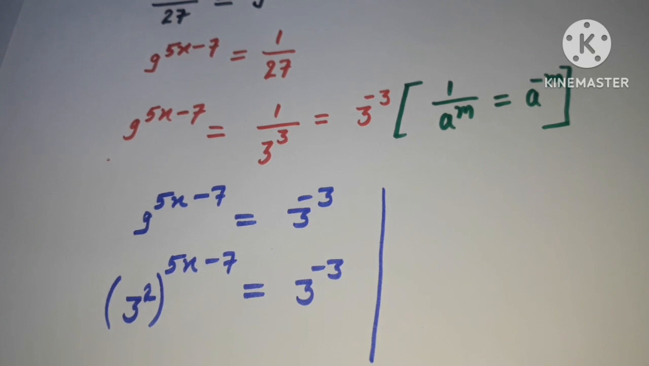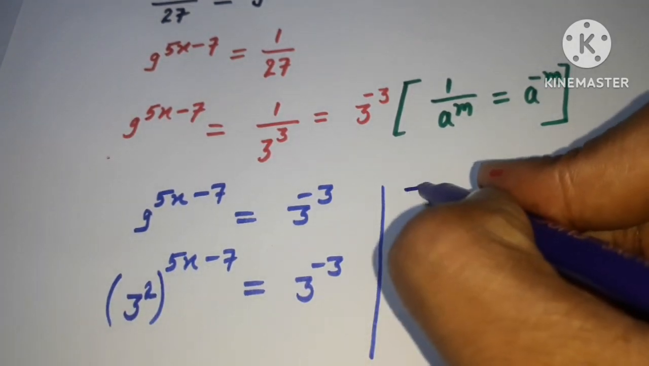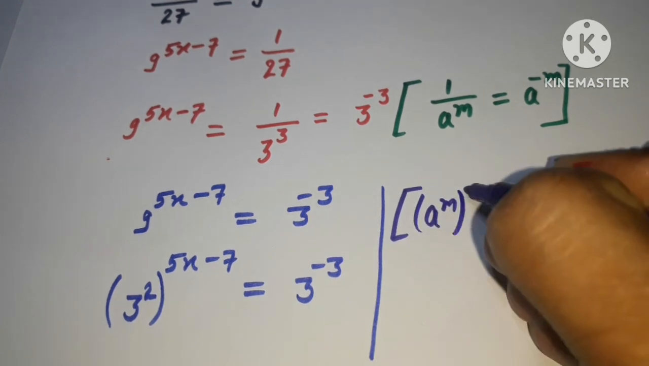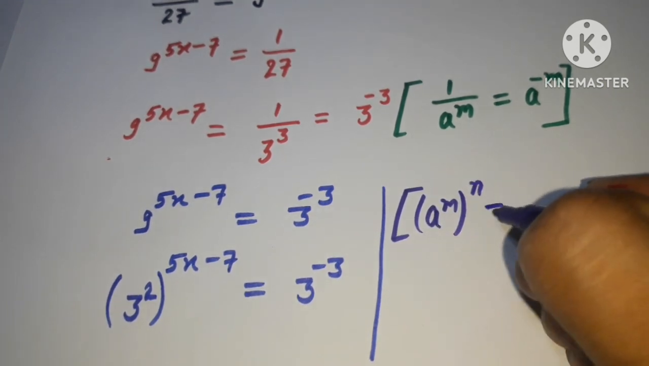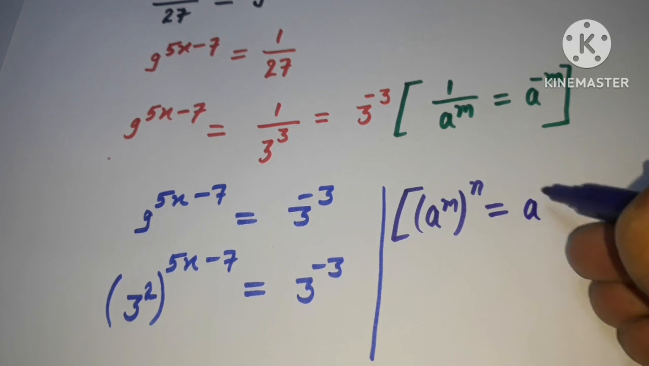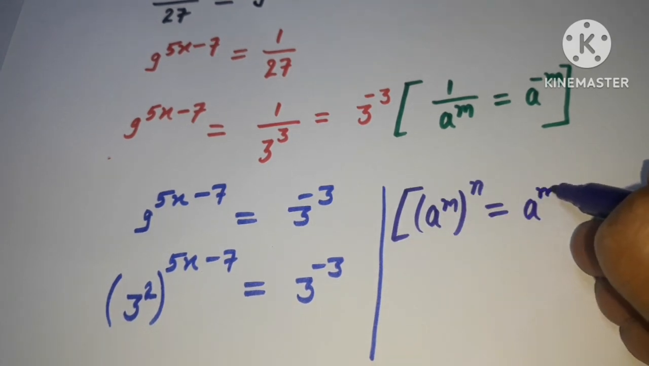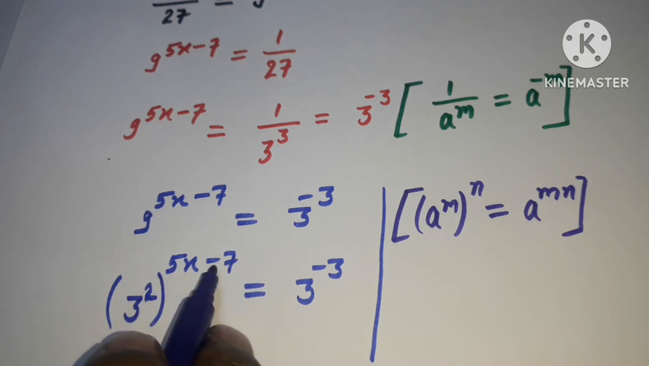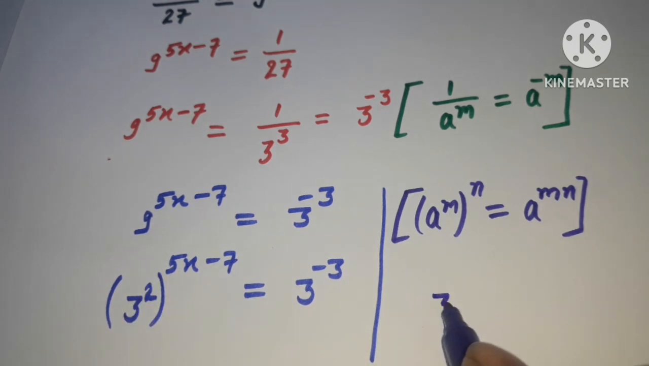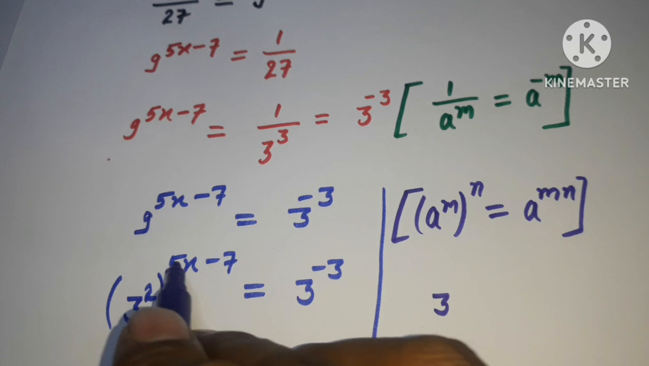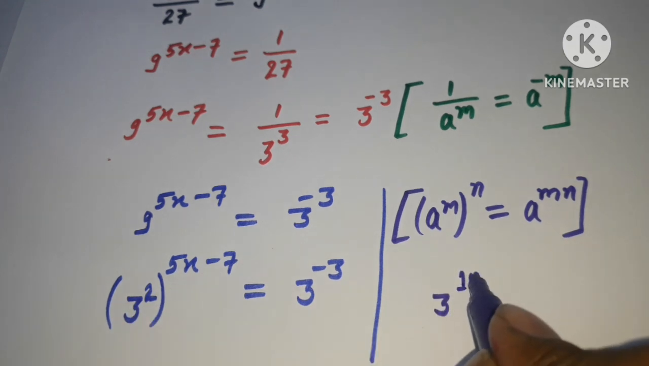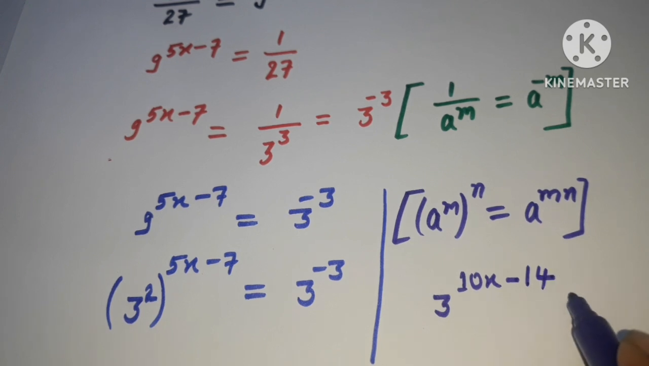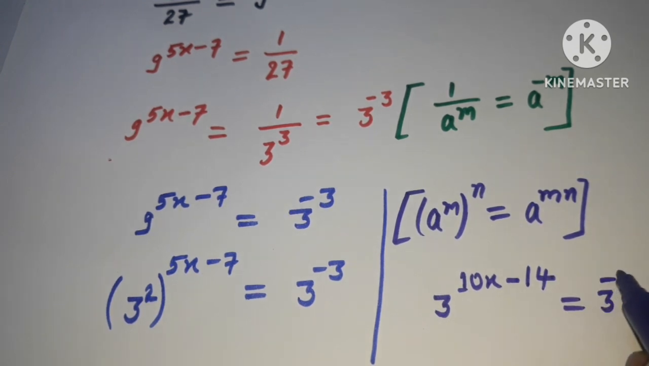Next, this is going to multiply by using this formula. Suppose e to the power m, and there is one power raised, that is n. So these both will multiply, m into n or n into m you can write. So this 2 is going to multiply here, so 2 into 5 is 10x and minus 14, and here 3 to the power minus 3.